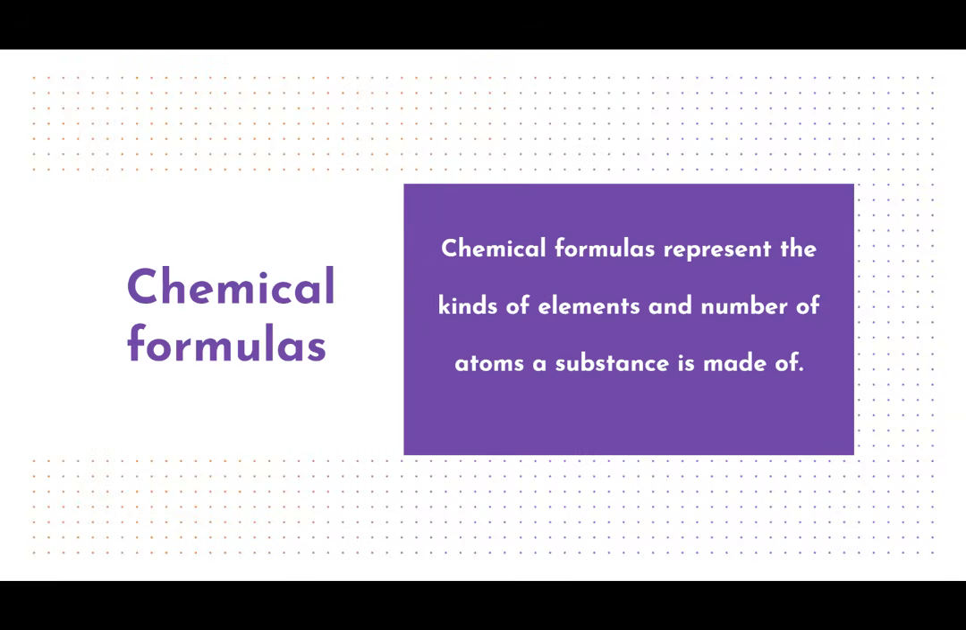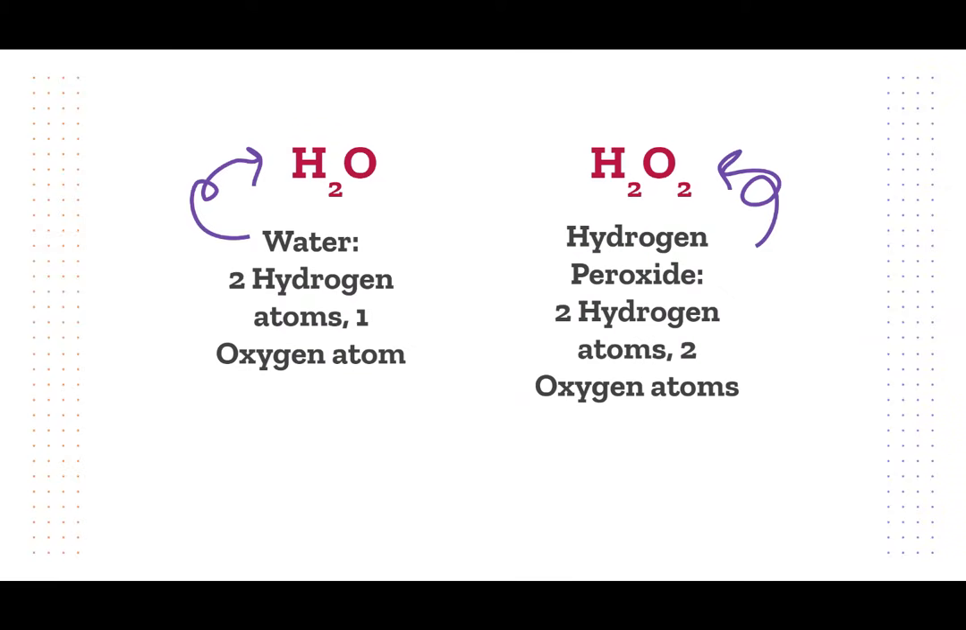Let's begin. First, remember a chemical formula represents the kinds of elements and the number of atoms a substance is made of. Here we have two substances represented by chemical formulas. We have water on the left and hydrogen peroxide on the right. Now remember, chemical formulas represent substances, and substances have common names and chemical names. Water would be a common name, but hydrogen peroxide is a chemical name. And these chemical formulas show us what elements and how many atoms of each of those elements each of these substances are made of.